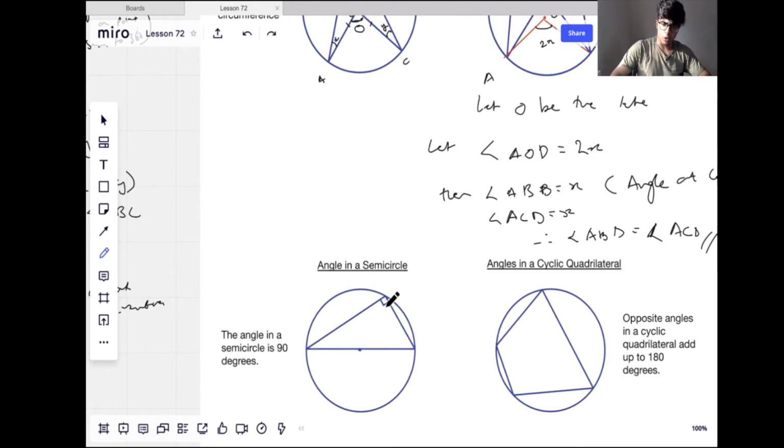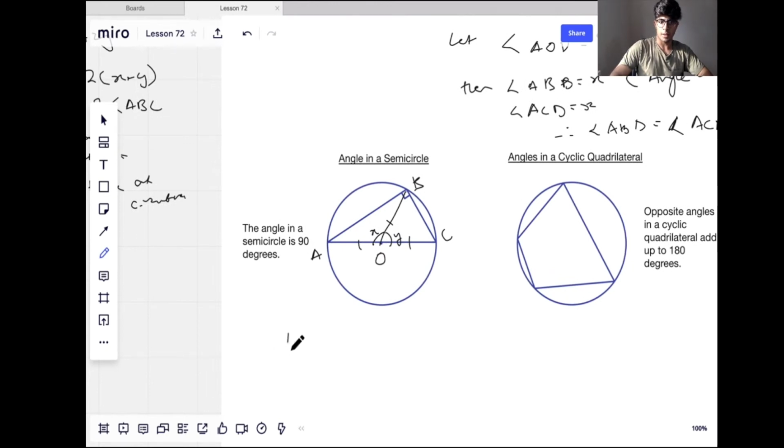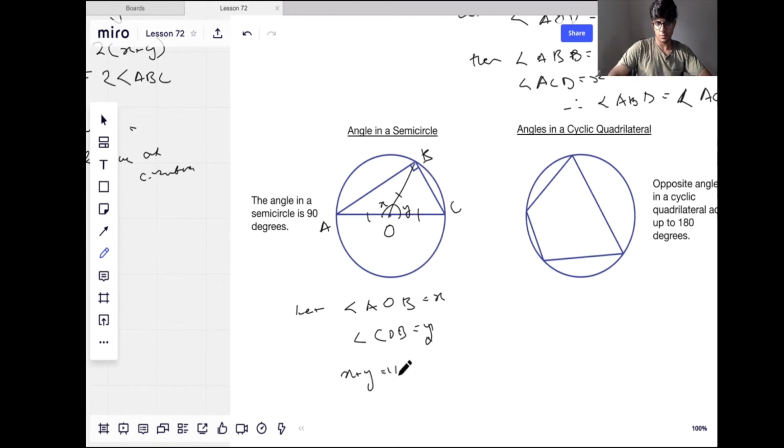The other way might be if you draw a radius in. The radii are equal lengths. We can label this x, for example, and label this y. Again, we should label our triangle, so we get ABC, and we call the center O. Let angle AOB equal x, and angle COB, COB is how I like to call it, equal y. We know x plus y equals 180 as angles on a straight line.